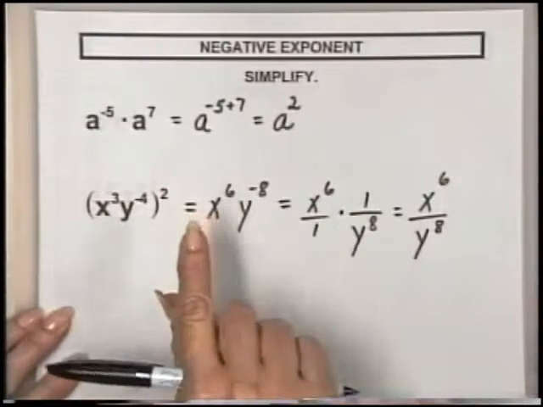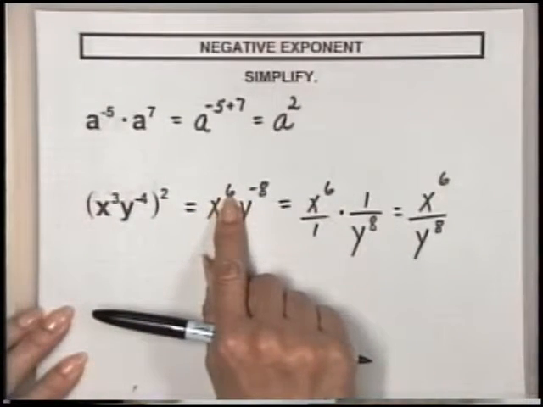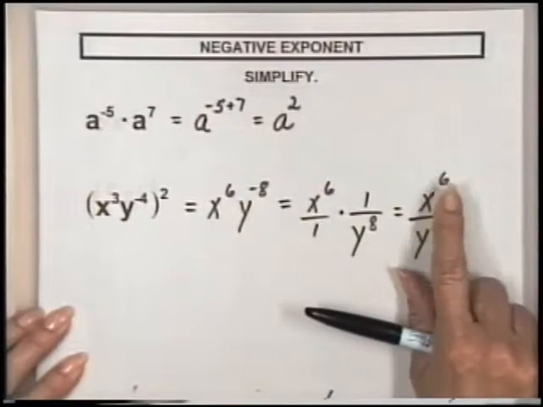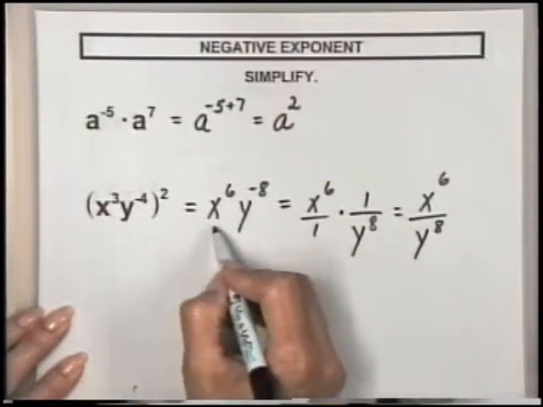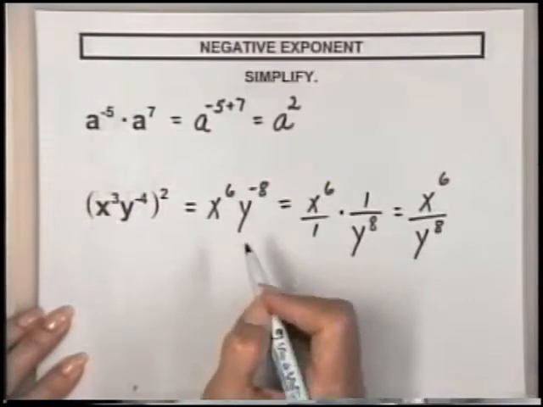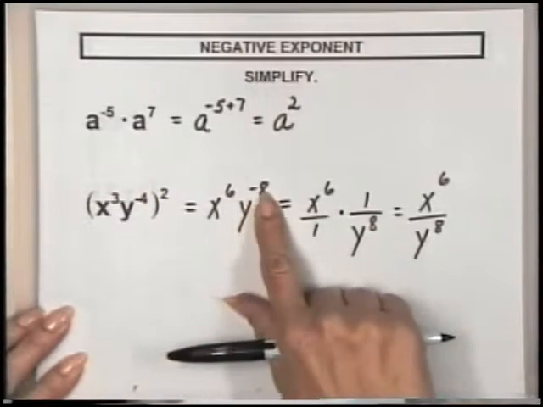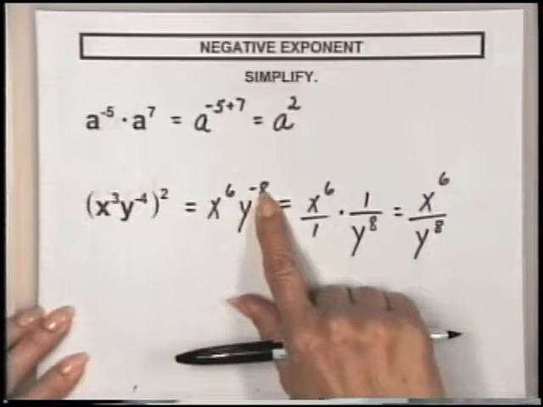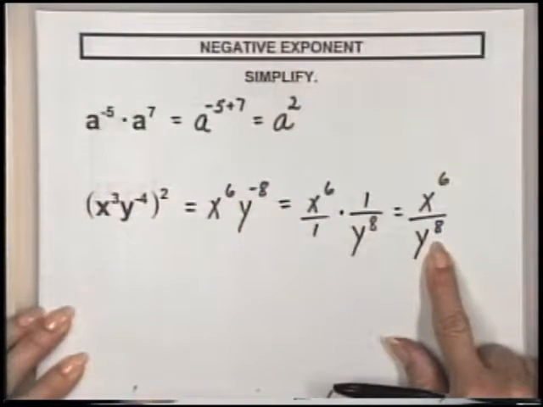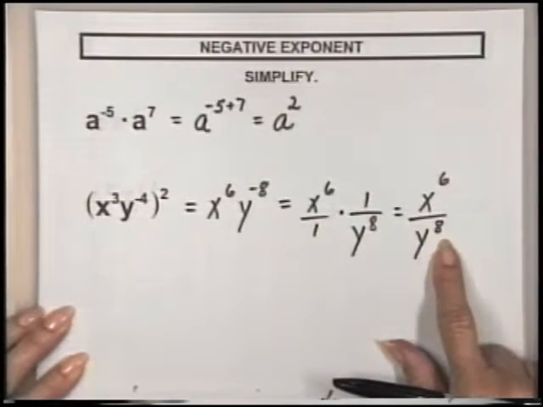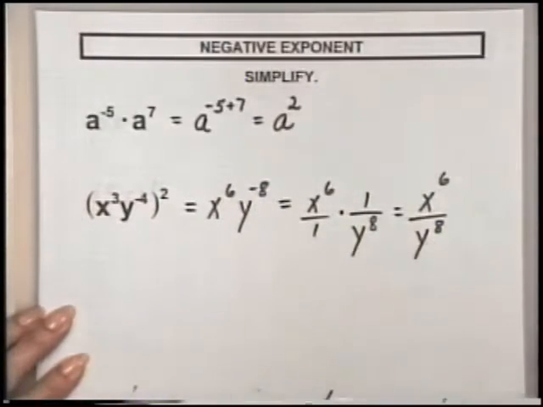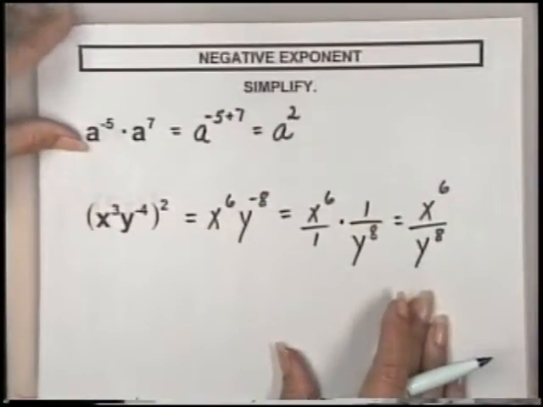Once again, notice what happened. When I have a factor raised to a positive power in the numerator, it stays in the numerator. Remember, I can think of this as being over 1. And when I have a factor raised to a negative power in the numerator, it goes to the denominator as a positive power. It moves to the denominator.